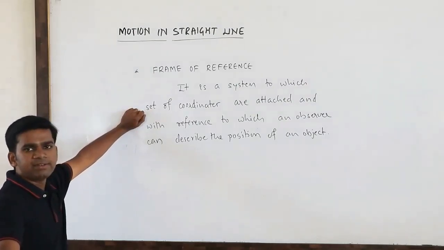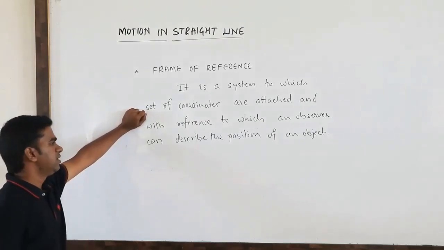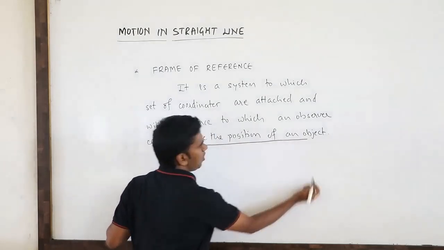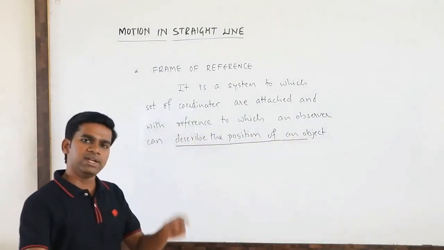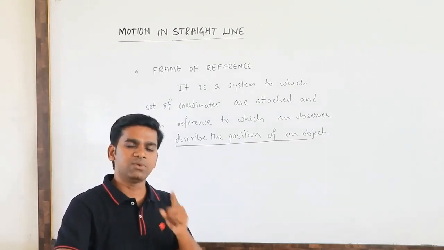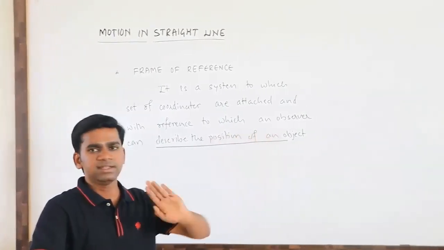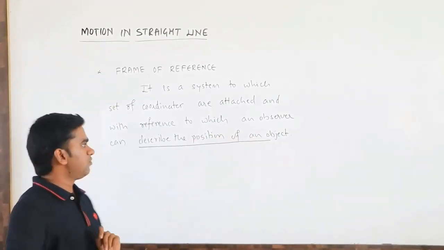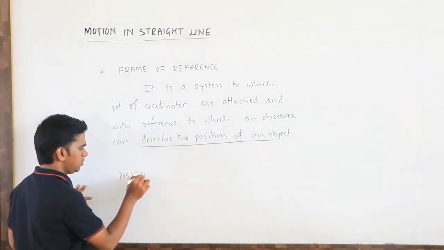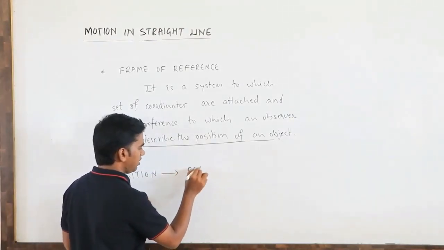But how many of you can understand what exactly a frame of reference is with this definition? What we have to concentrate on is describing the position of an object. We have already studied that to describe the position of any object, we require a reference point and the direction in which it is. So to describe the position, what is required? One is the reference point.